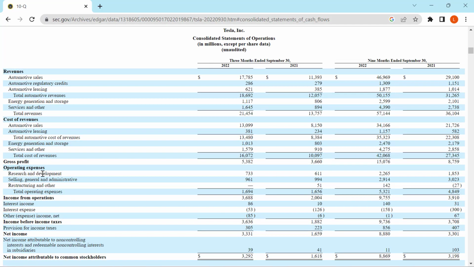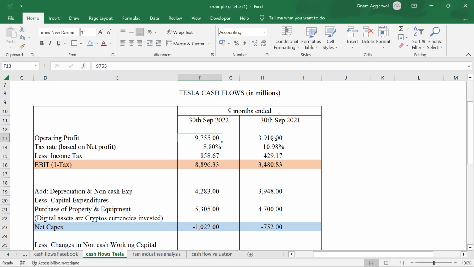For 2022, we see the operating profits here, income from operations, that is around $9.75 billion. And in the previous year, $3.910 billion. We put those figures here.